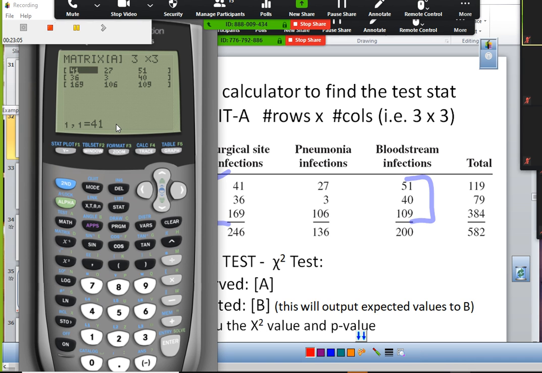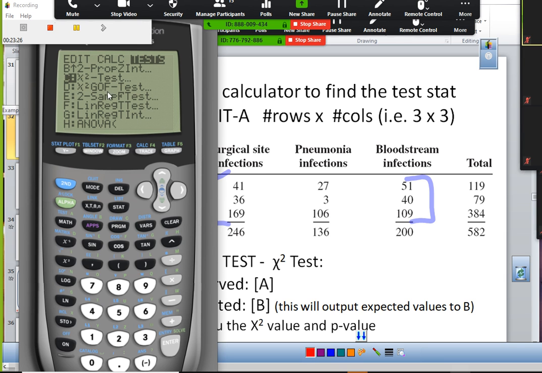Even if you don't, stop and look. Watch this. Just stop for a second and watch. So I'm going to do stat, test, and I'm going to arrow up to chi-squared test. Up a few to this chi-squared test right there. Not the GOF test.